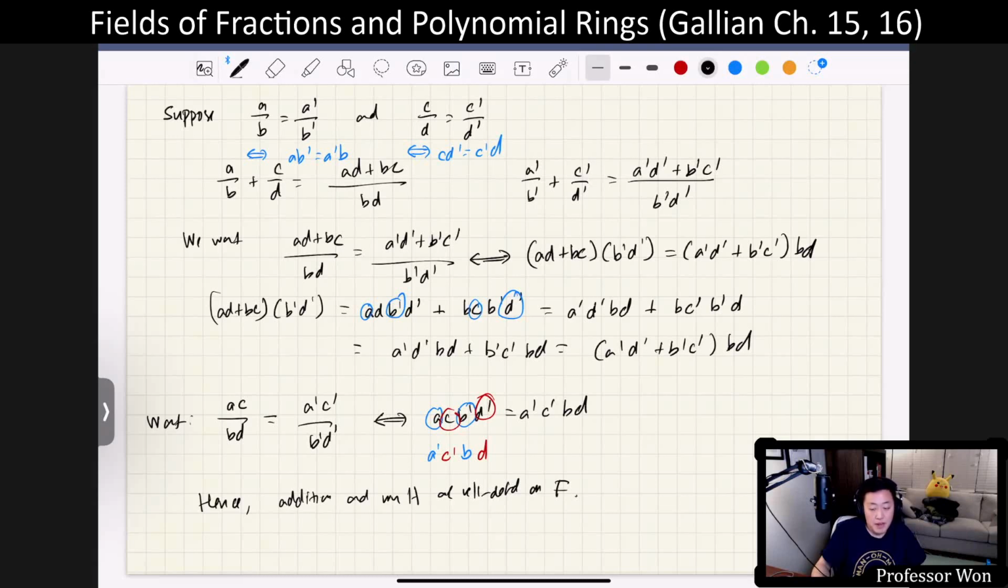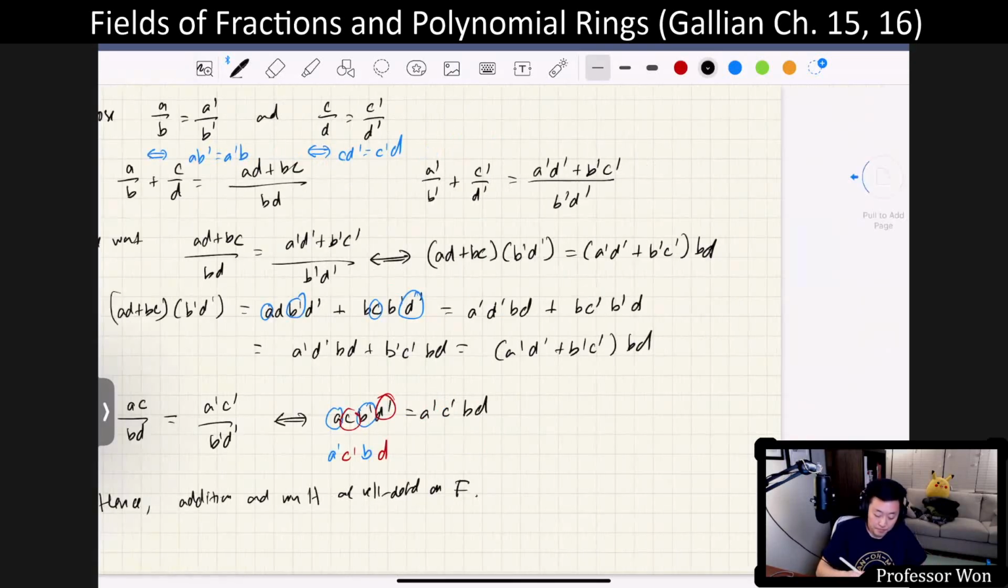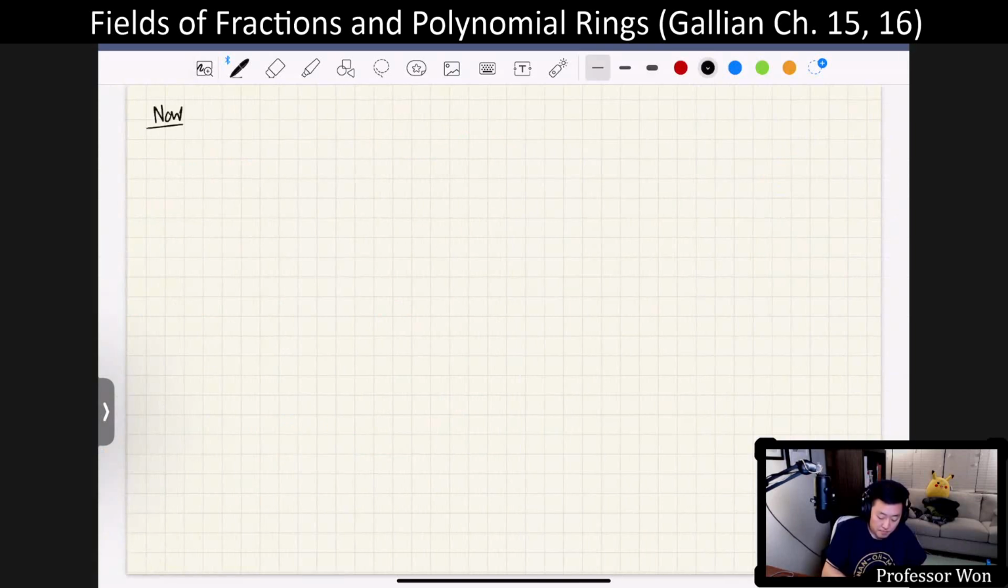Okay, now I need to show that F is actually a ring. So I need to show that it's an additive group first of all. Okay, so first of all, for the plus structure, 0 over 1 is the additive identity.